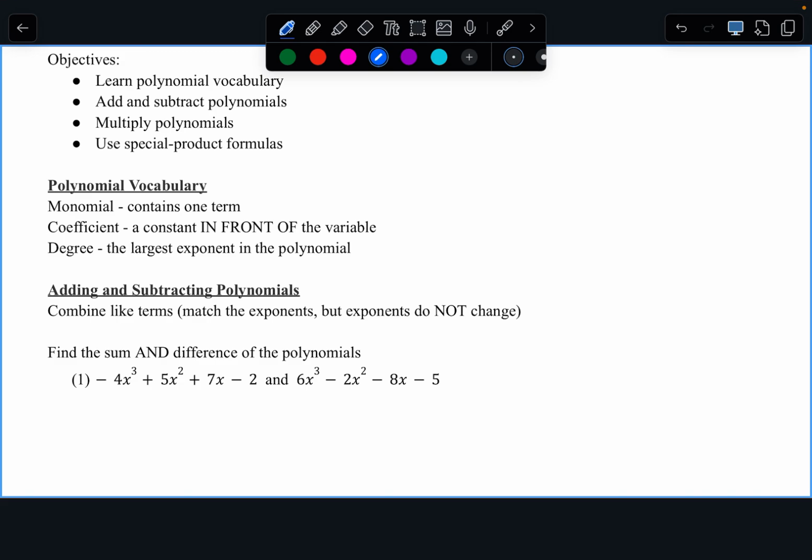So, some polynomial vocabulary. A monomial contains one term. It could be a letter, a number, or the product of letters and numbers. Okay, so a monomial can be a letter, a number, or the product of letters and numbers. It means there's no plus or minus signs in between different terms. It's just one chunk.